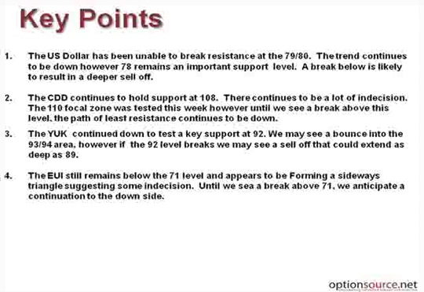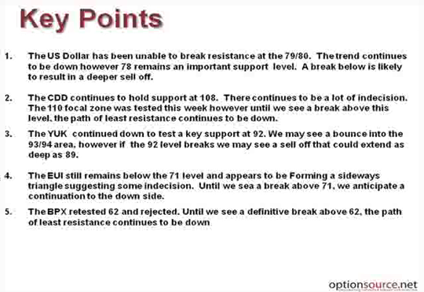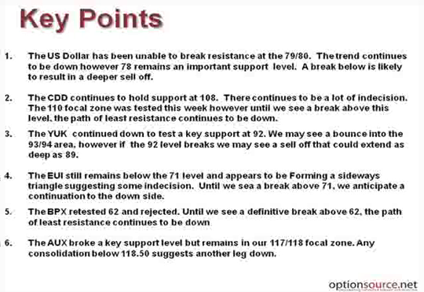The EUI still remains below the 71 level and appears to be forming a sideways triangle, suggesting some indecision. Until we see a break above 71, we anticipate a continuation to the downside. The BPX retested 62 and rejected. Until we see a definitive break above 62, the path of least resistance continues to be down. The AUX broke a key support level but remains in our 117-118 focal zone. Any consolidation below 118.5 suggests another leg down.